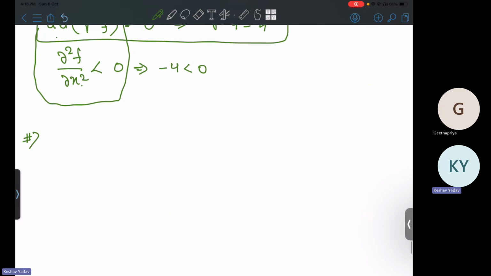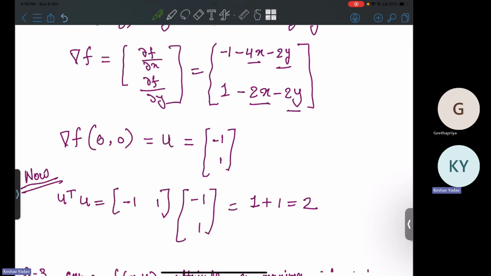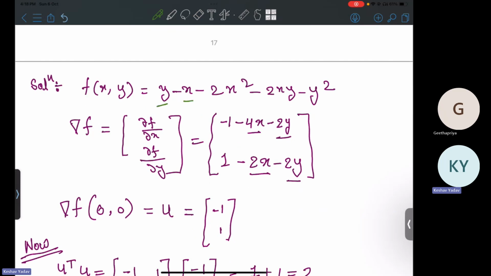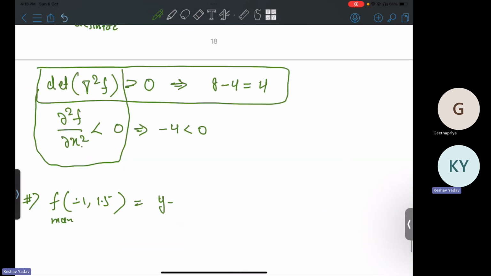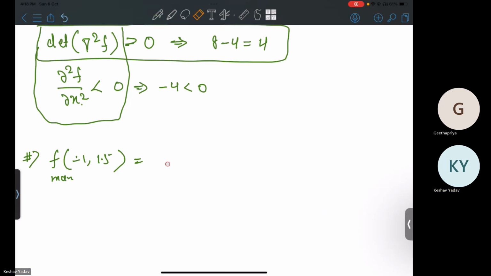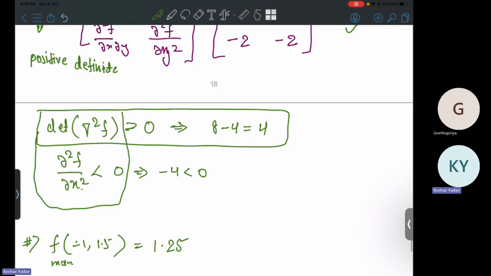If I want to find out the maximum value, F max will be f at (-1, 1.5). So you put the values in the equation. What was the equation? This is the problem, no? So you put the values here and find out the maximum value. From here, the maximum value is 1.25. Okay.